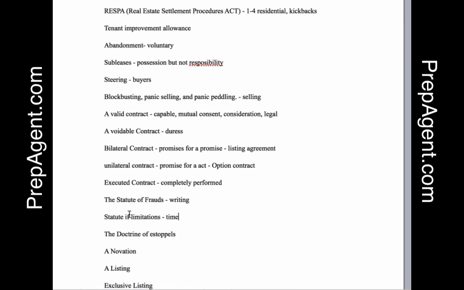Statute of frauds is about writing. Statute of limitations has to do with time frames. Oh, so like if it's more or less than a year or something like that? Yeah, I was about to.